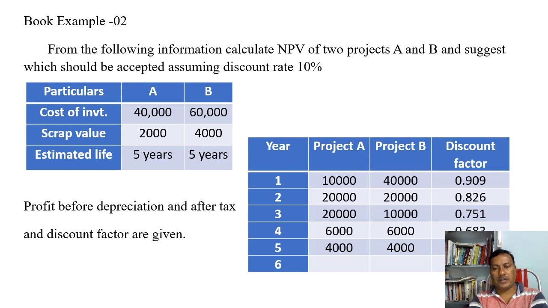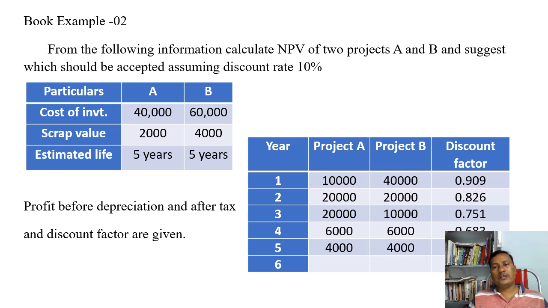So another example we can take over here. From the following information, calculate the net present value of two projects A and B, and suggest which should be accepted, assuming the discount rate 10%. So the particulars given here: cost of the investment, and A project, B project is given, scrap value is given, estimated life is given. Estimated life is 5 years for both the projects. Scrap value 2,000, 4,000. Cost of the investment is 40,000, 60,000.